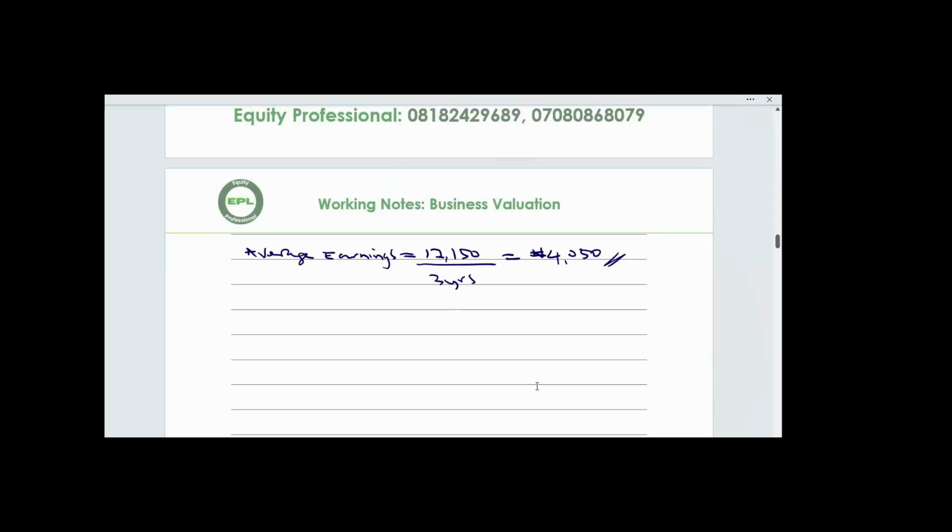So I would then say average earnings equal to 12,150 divided by 3 years. What do we have here? 4,050 naira. So that's the total earnings. That's the revised earnings.